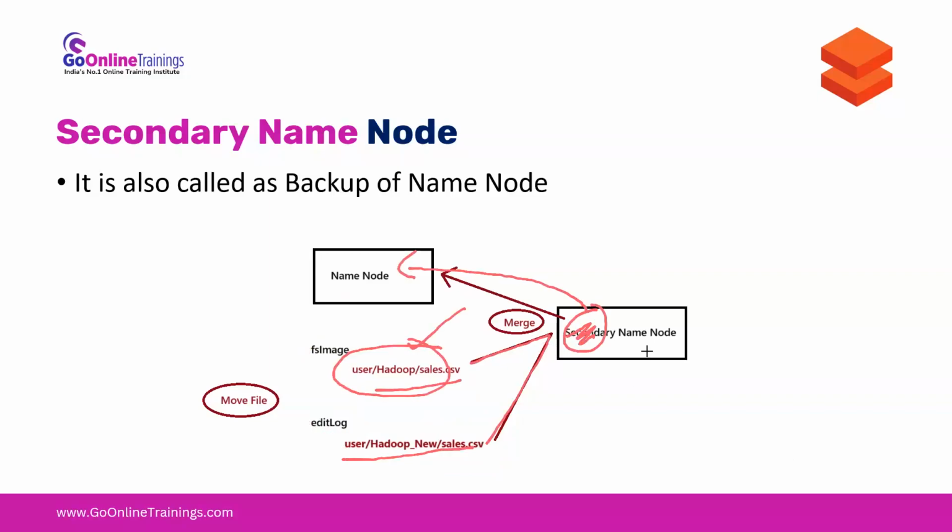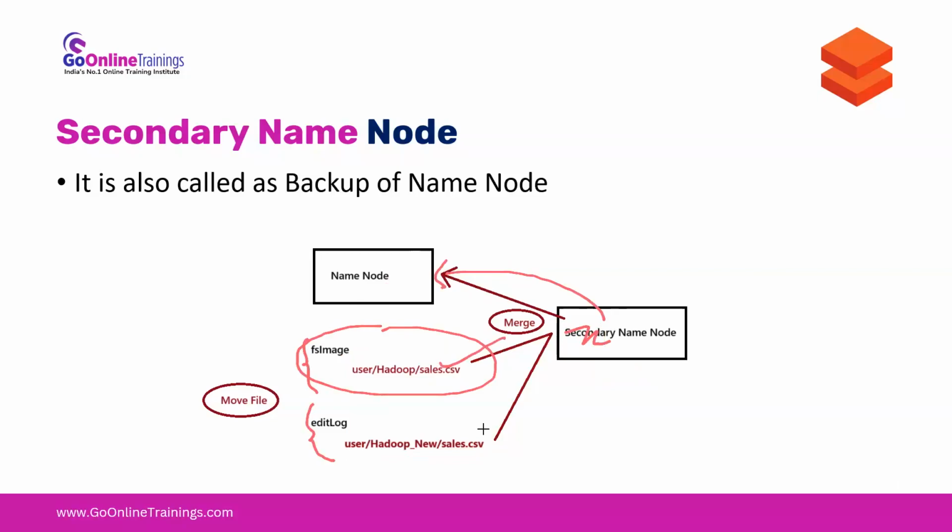Clear? So the secondary name node is also called a backup node, because whatever values are there, the same values are going to be here. And apart from that, whenever you change any paths, all the paths will be merged here, and the merged data will go back and it will get modified. So the secondary name node is also called the backup for the name node. The merged values will go back to the name node.